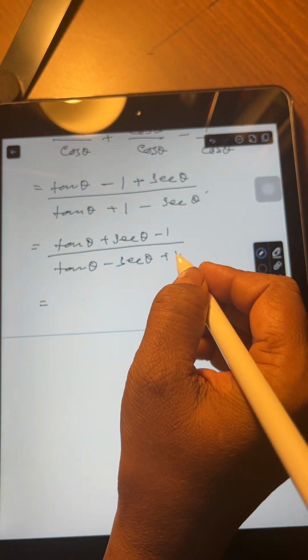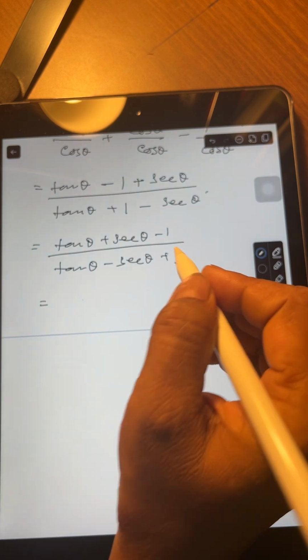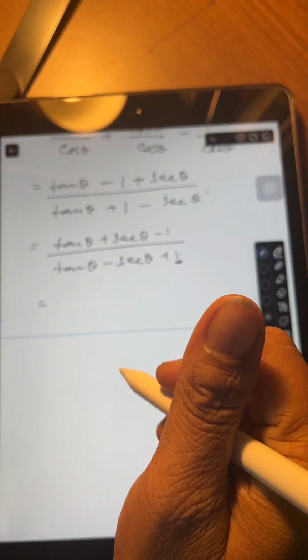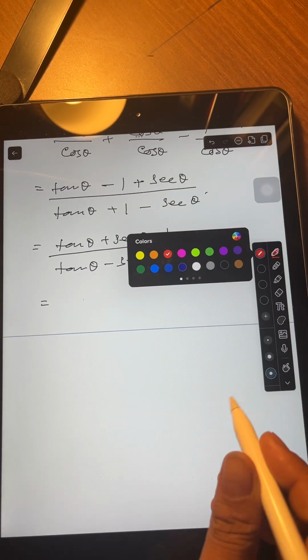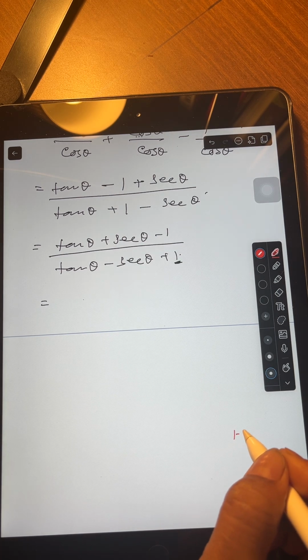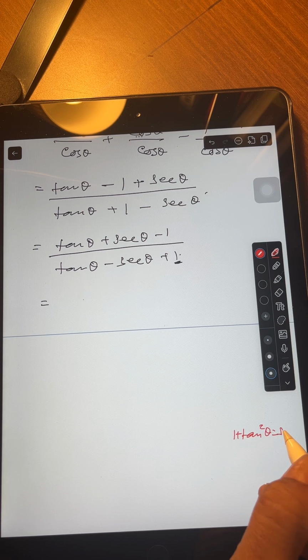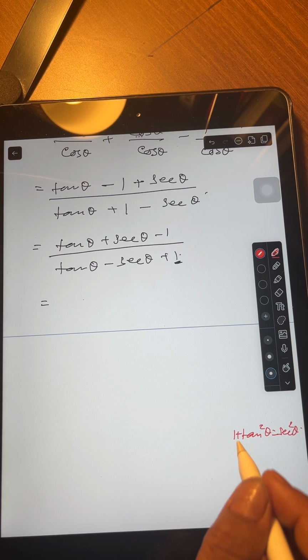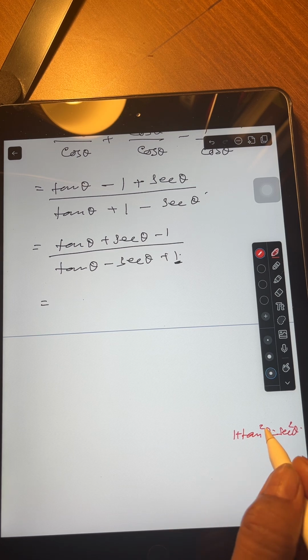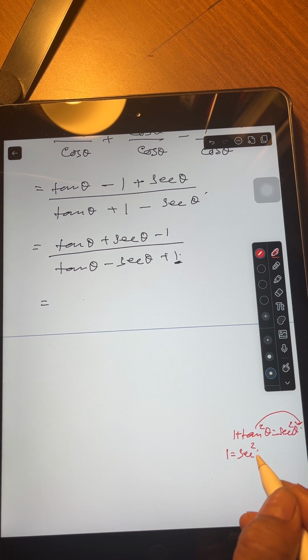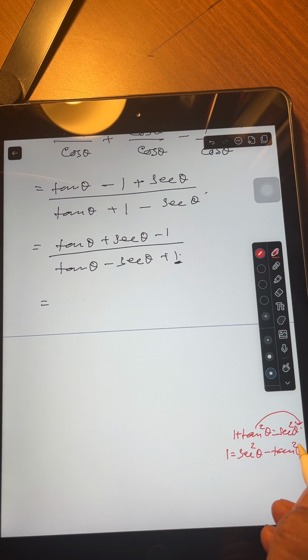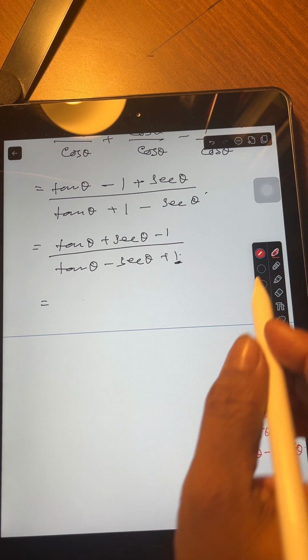Okay, now what you can do is change this 1 to tan and secant. How can you change this 1 to tan and secant? You know the identity. What is the identity? 1 plus tan square theta is secant square theta. Okay, this is clear. If you take this tan square to this side, what will it become? 1 is equal to secant square theta minus tan square theta. So I can put in place of 1, secant square theta minus tan square theta.